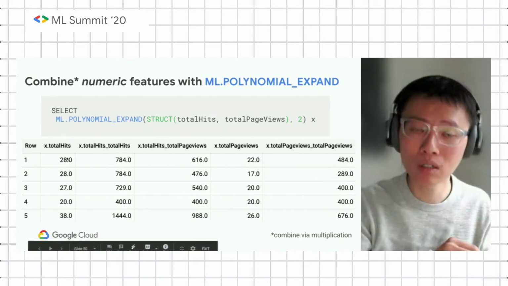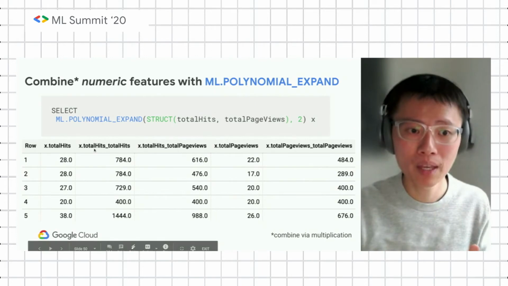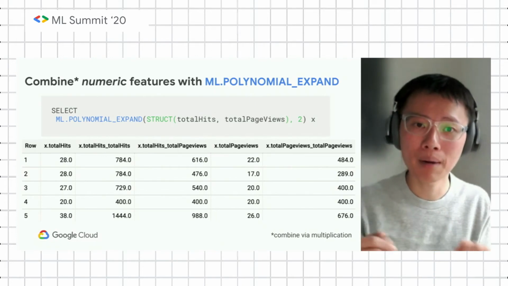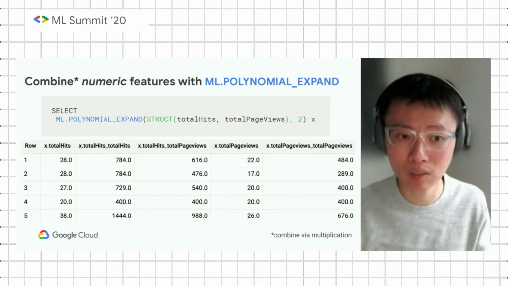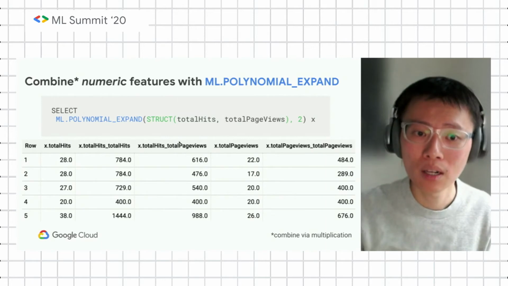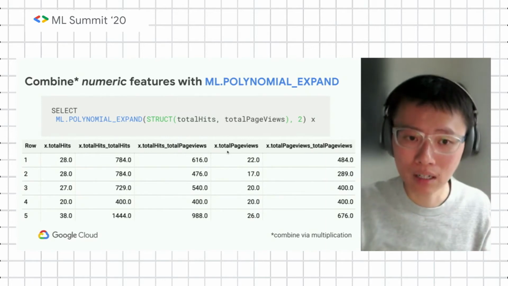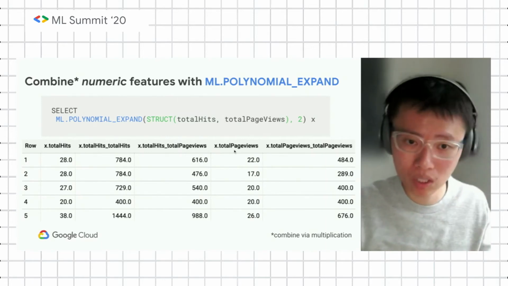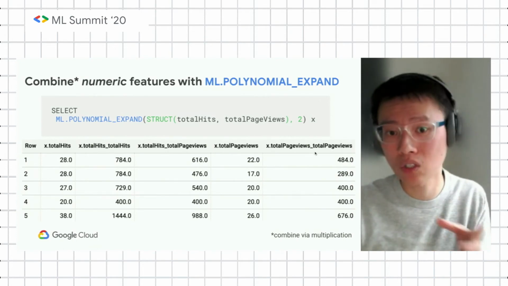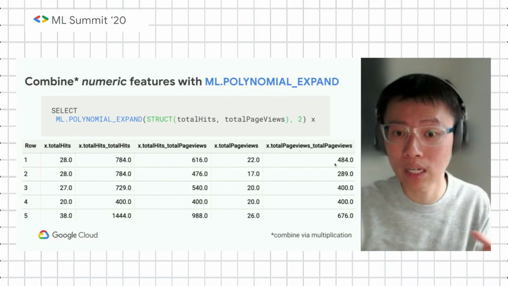That's the original data, original feature. Total hits underscore total hits is itself multiplied by itself. Okay, so total hits multiplied by total hits. And then we have total hits multiplied by total page views. And then we have the other column, total page views, which is the original column. And then we have total page views multiplied by total page views itself. So it's squared. So 22 squared is 484 here.